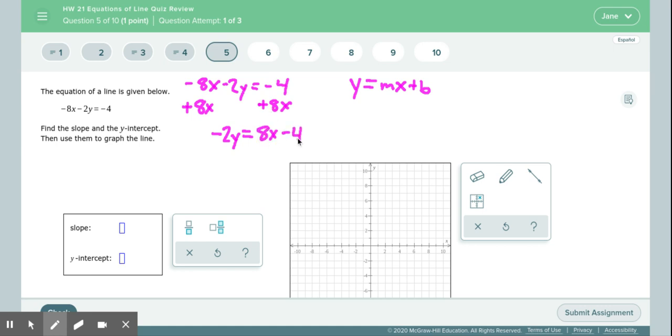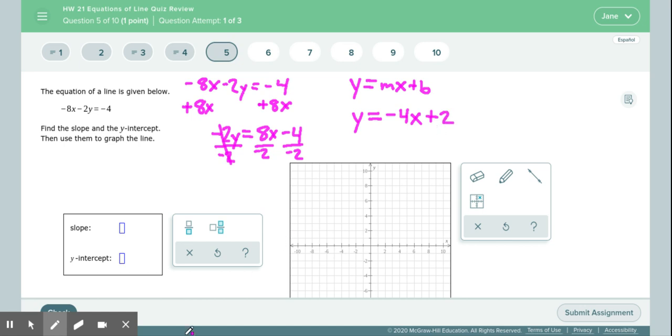and then minus 4. So now to get y by itself, it's being multiplied by negative 2, so the opposite of multiply is divide. So I'm going to divide every term by negative 2. And that's going to leave me with y equals, the negative 2's cancel, that's why I just have y equals, 8 divided by negative 2, you can use Desmos if needed, but that's going to give me negative 4, and then I have an x, and then negative 4 divided by negative 2 is going to give me positive 2.